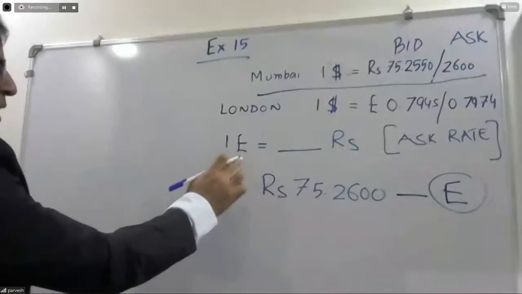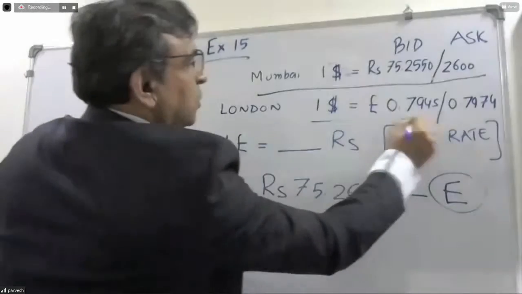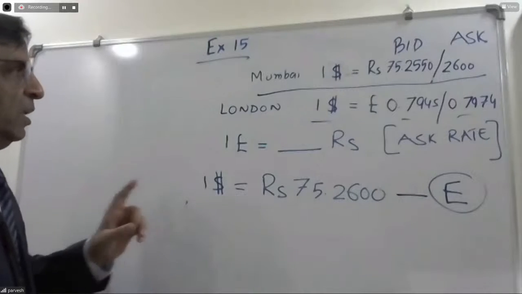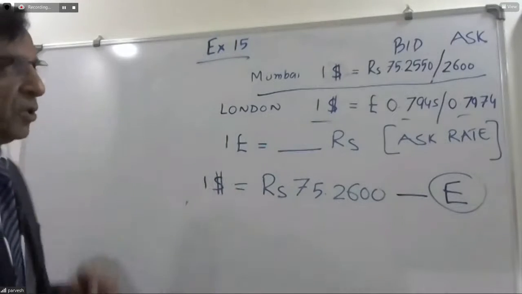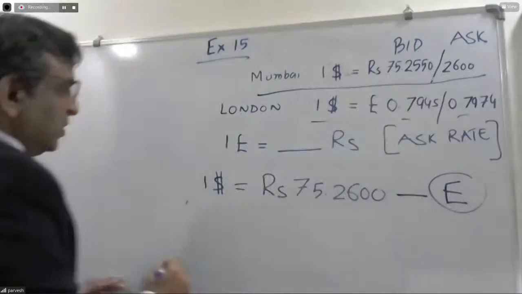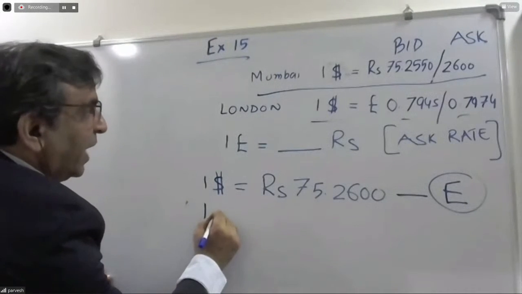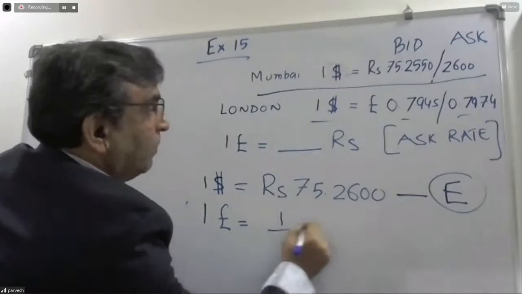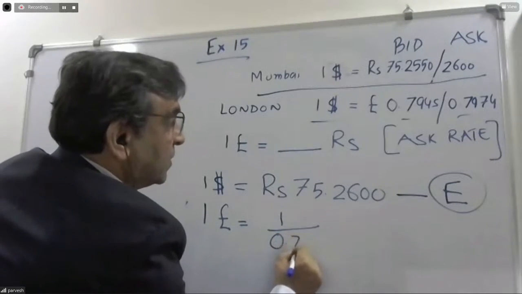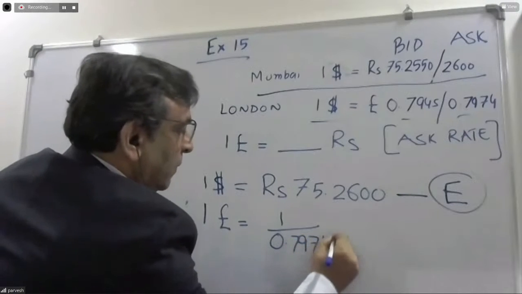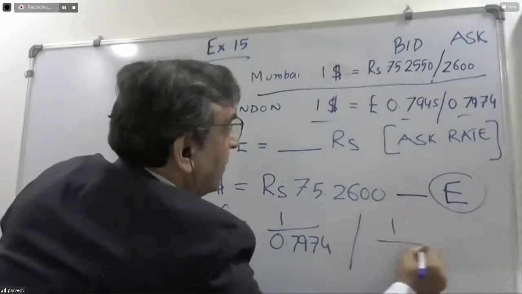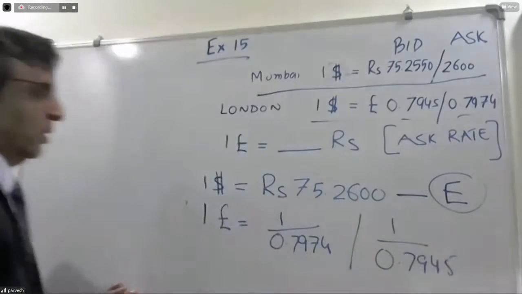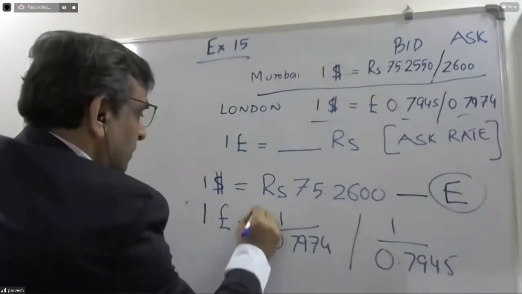So now the other quote which is given to us is $1 is equal to so many pounds. But now if he goes to England, he has to buy pounds and sell dollars. So this is just the reverse of it. So we like to calculate the pound rate. 1 pound is equal to 1 divided by 0.7974 / 1 divided by 0.7945. So this will be the rate in terms of dollars.